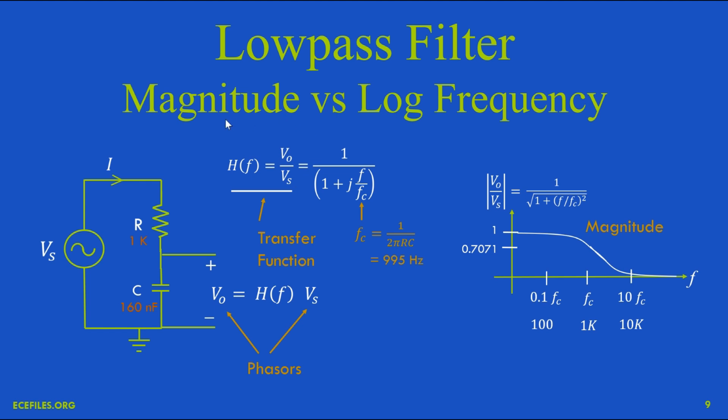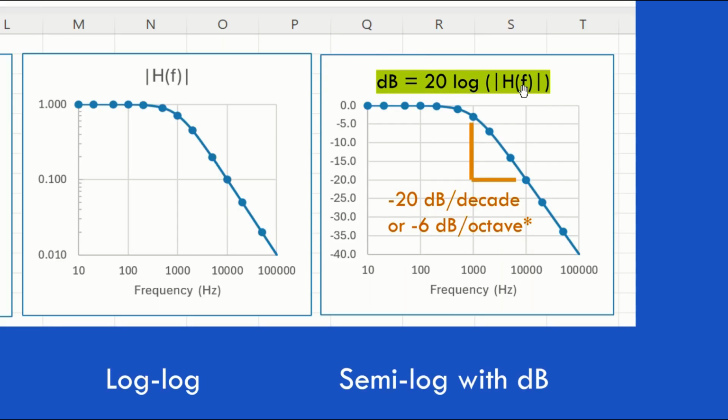Remember, H of F is a voltage ratio. And when I convert a voltage ratio to dB, I use 20 log of that ratio, just like I would with the ratio of the sound pressure level to the reference level of 20 micropascals. I would use 20 log there. Here I'm using it for the transfer function. So this returns to a semi-log graph because I'm plotting dB in a linear scale.